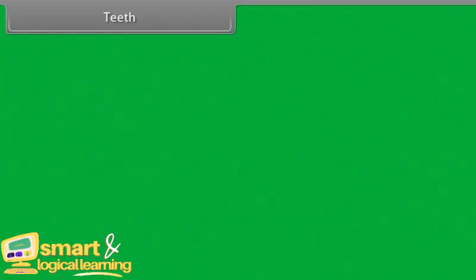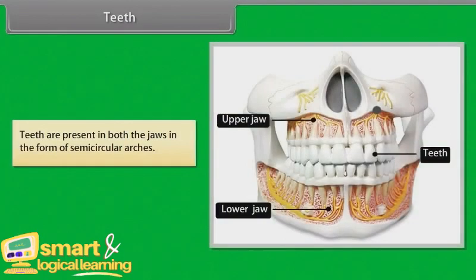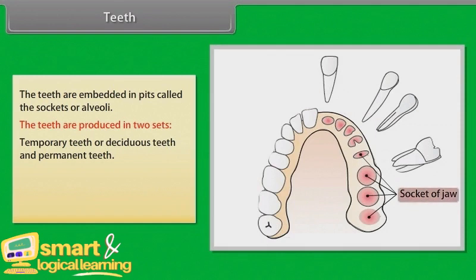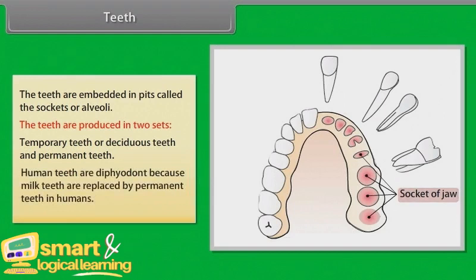Teeth. Teeth are present in both jaws in the form of semicircular arches. The teeth are embedded in pits called sockets or alveoli. The teeth are produced in two sets, temporary or deciduous teeth and permanent teeth. Human teeth are diphyodont because milk teeth are replaced by permanent teeth.